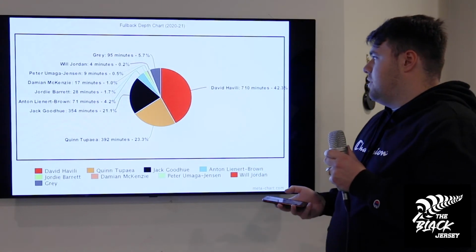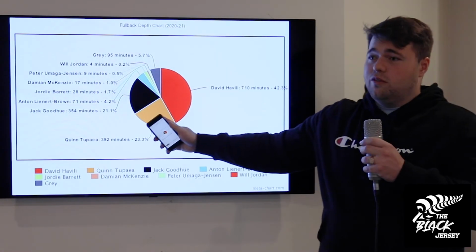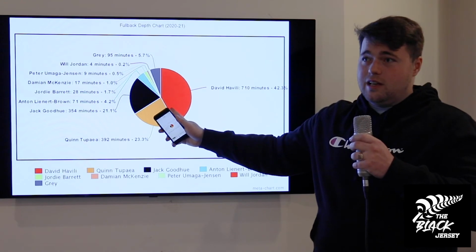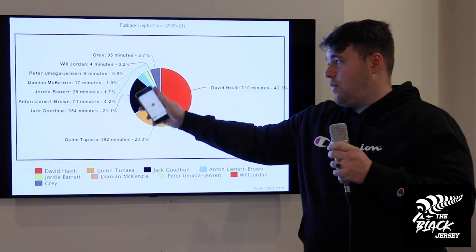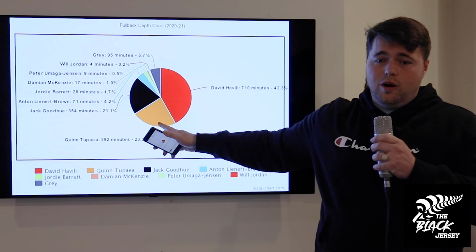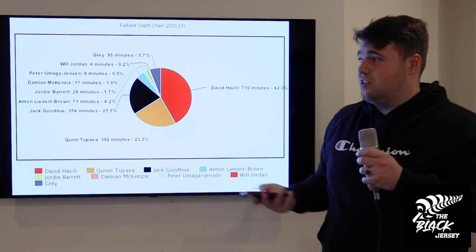We've learned not to worry about the left wing and right wing, whereas the number 12 jersey, you've got to stick with Havili there to stabilise it. It's very erratic around here, whereas Quinn Tupaea needs to be kept on as the second choice.